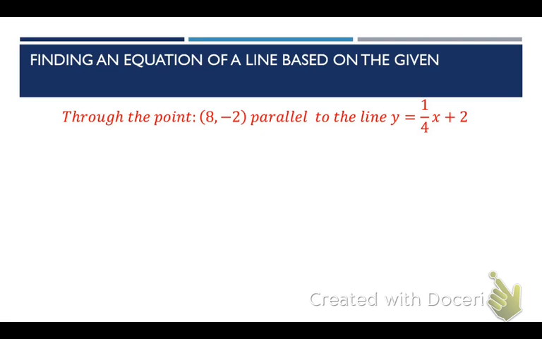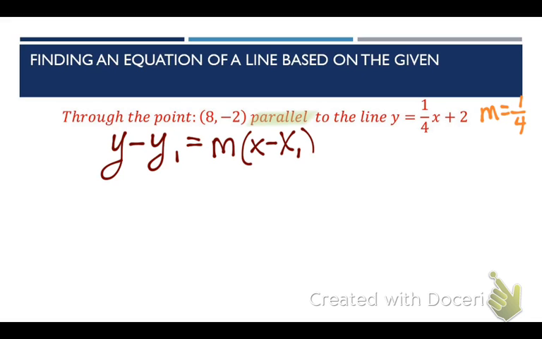So we got through the point 8, negative 2, and parallel to the line y equals 1/4 x plus 2. So what part of this entire sentence would help us find the slope? It's a particular word. Y equals? Nope. Parallel. What does parallel tell me? The slopes are the same. So what is the current slope? 1/4. So what is our new slope going to be? 1/4. Once we find the slope, we do the exact same thing we've been doing. We'll get y minus y1 equals m times x minus x1.